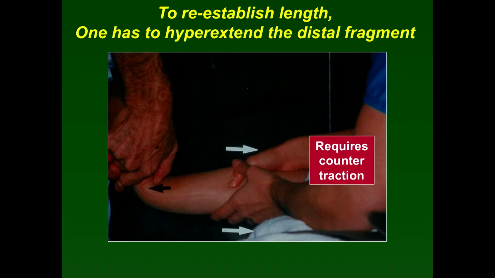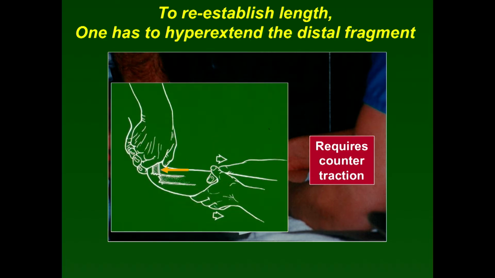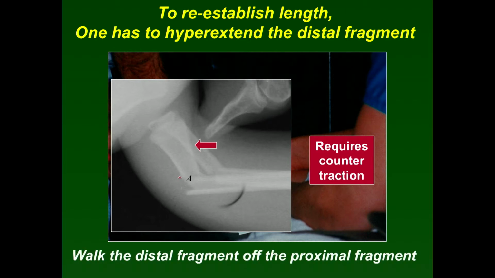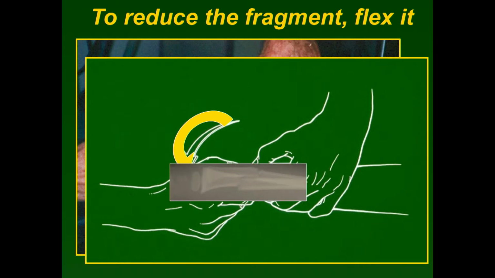You have to hyperextend that distal fragment, and that may require someone to give you a little bit of countertraction. And you have to put your thumb right over that distal fragment, and you have to kind of walk it off the proximal fragment, and you have to first reestablish the length. And then once you've reestablished the length, you have part A and part B. So then you flex it, and once you flex it, then you've reestablished A next to B.